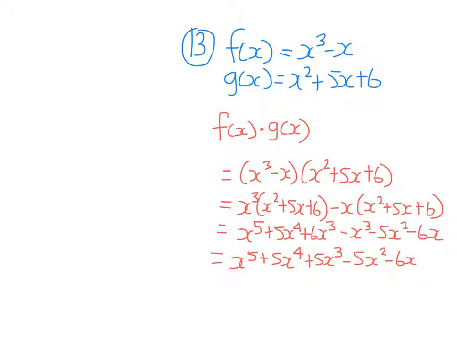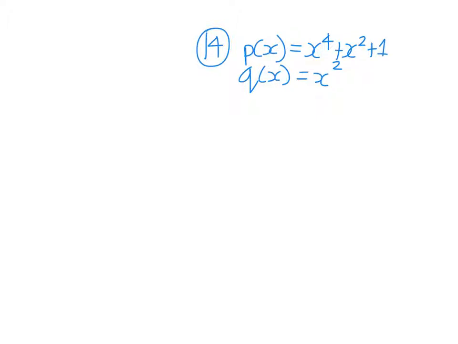All right, let's now go on to question 14. So here we have two more polynomials, p(x) and q(x), and we're asked to find this. So this is p of q of x. So q of x is x squared. So we're just being asked to find p of x squared. So what does that mean?